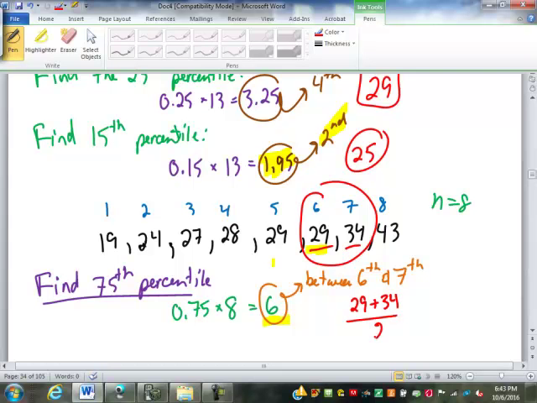29 plus 34 divided by 2 is 31.5. Is that correct? Yeah. So here, the 75th percentile is not one of the numbers. It's between two of the numbers.